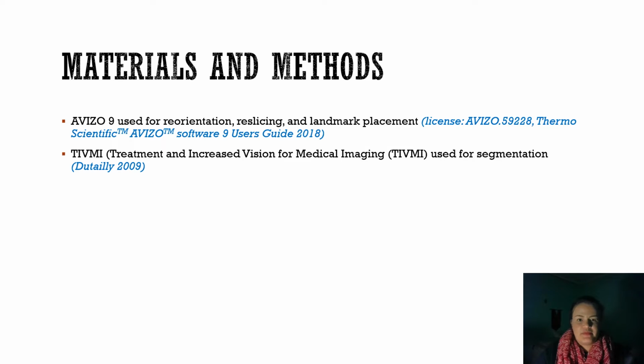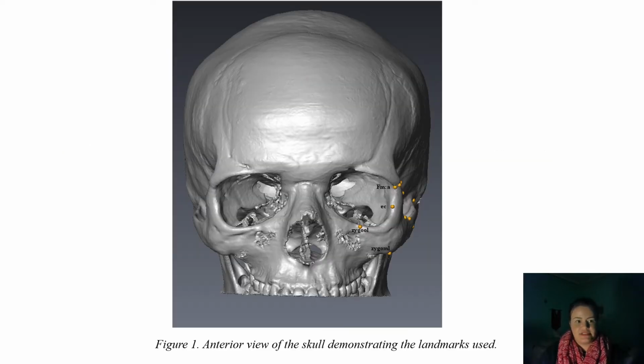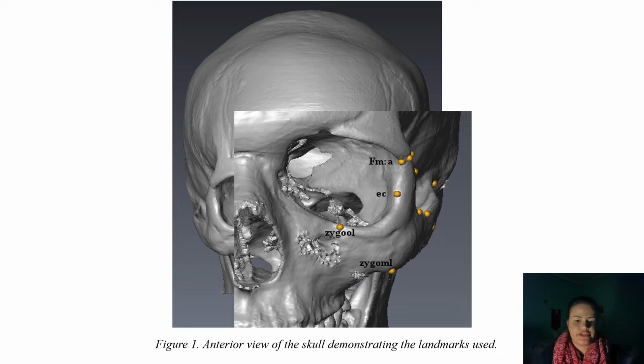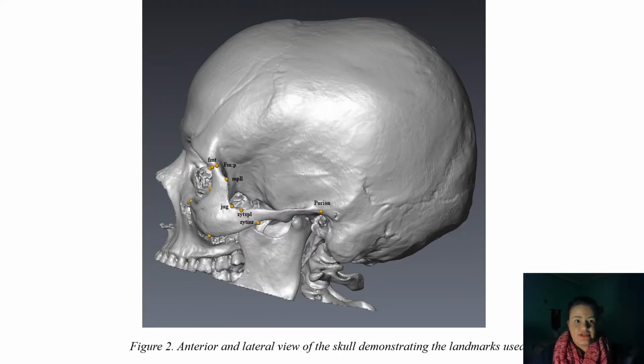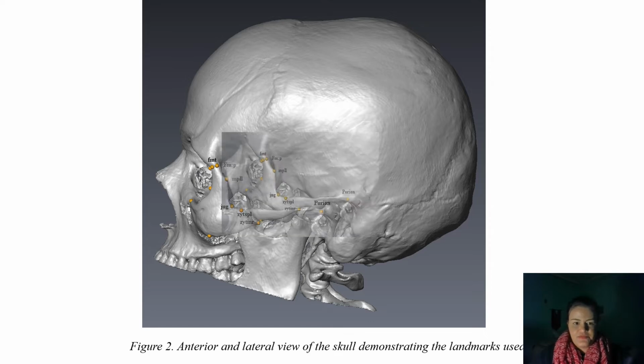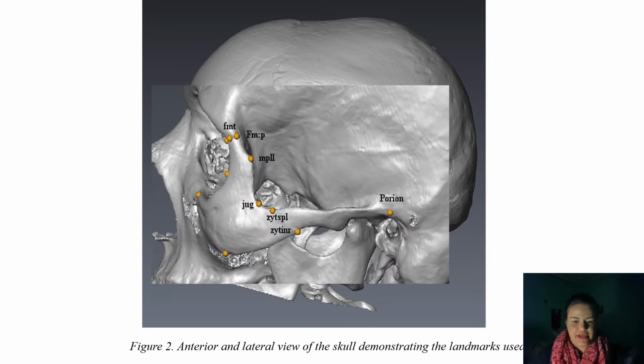The next step involved the manual placement of landmarks on the segmented skulls. 11 landmarks previously described in the literature were used for the analysis. The landmarks were placed onto each specimen in Viza 9 where the order of landmarks was kept consistent across all specimens. The image depicts the set landmarks used for the study in the anterior view, and this is just a zoomed in version so that you can better see the landmarks. This is the lateral view depicting the rest of the landmarks used in the study, as well as a zoomed in version so that you can better visualize where the landmarks are.